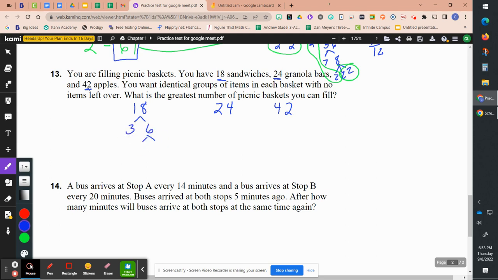So we're going to do some factor trees, okay? Or you can write lists of the factors of 18, lists of the factors of 24, lists of the factors of 42 if you want to, okay? But you know how I love these prime factorizations.